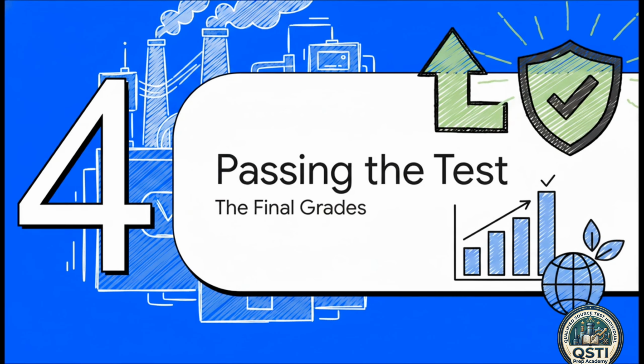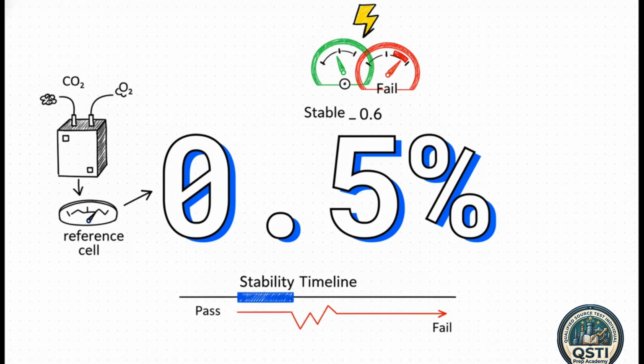Which brings us to Section 4, passing the performance test. Let's look at the final grades. All right, here's the first hard number you absolutely need to memorize, 0.5. To pass the calibration drift test, your CEMS calibration cannot drift by more than 0.5% O2 or CO2 from the reference value. We're talking about the gas cell, or the optical filter. It has to stay incredibly stable. A drift of 0.6%? No way, you fail.